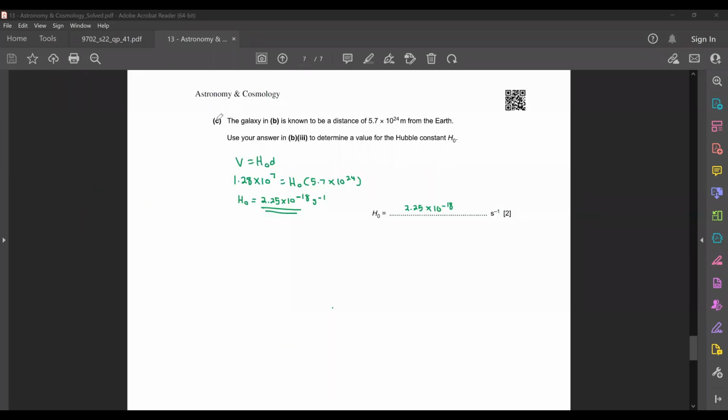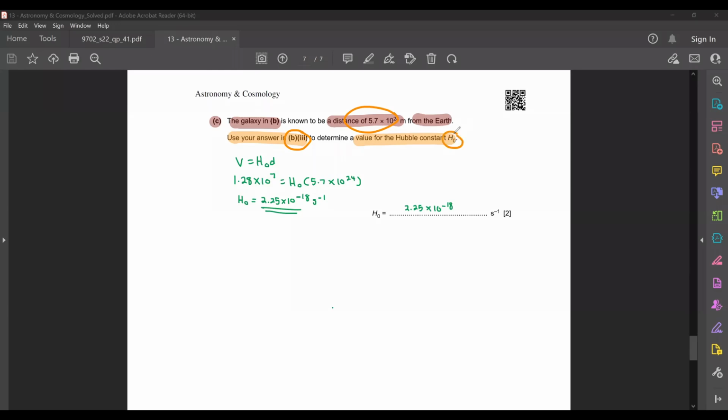So for the last part, the galaxy in B is known to be a distance of 5.7 times 10 power 24 meter from the Earth. Use your answer in B3 to determine a value for the Hubble constant H0. So the answer in B3 is actually your recessional velocity, and you are given information about your distance here so that you can find out your Hubble constant.